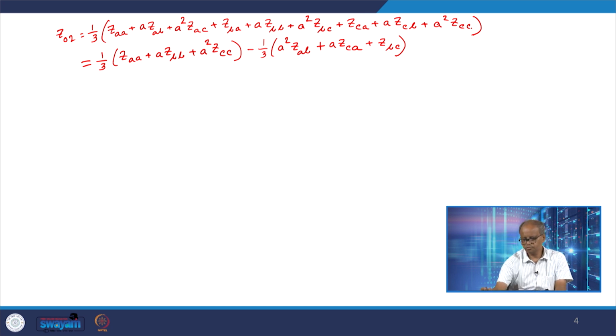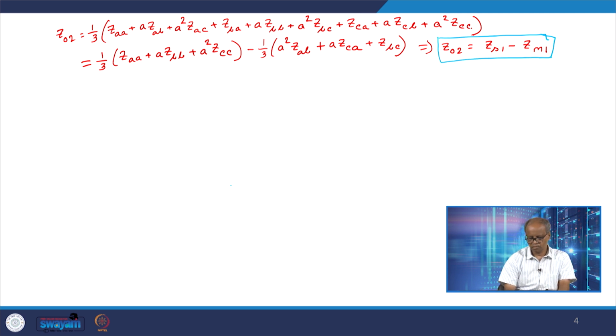Right. So we write it as Z02 is equal to ZS1 minus ZN1, where this is ZS1 and this is ZN1, right. So we have got the first row.